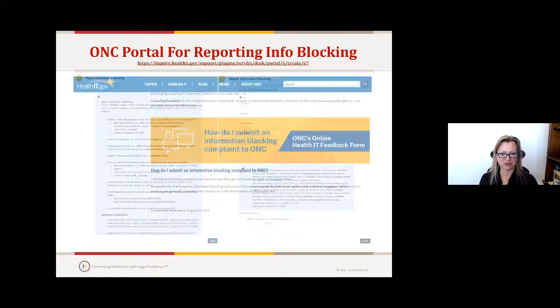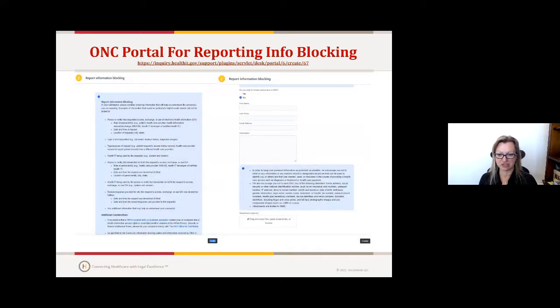They are collecting information. It's very detailed information. You can see on the bottom, you can drag and drop files. They're encouraging all kinds of information to be submitted. So they are very active in trying to collect information about what's going on out there and what organizations are doing in terms of complying with the rule.